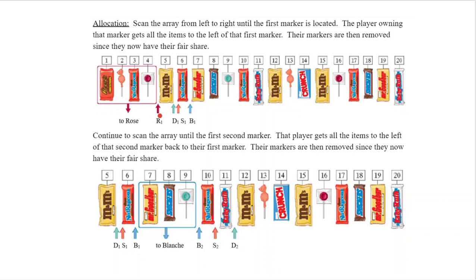All right, so then Rose is done. We take away all of her other markers. She has her pieces of candy. She's done.